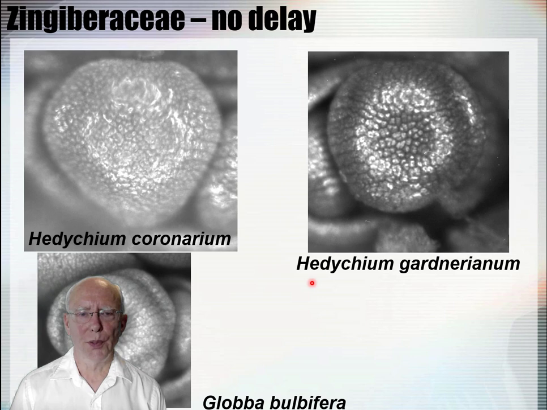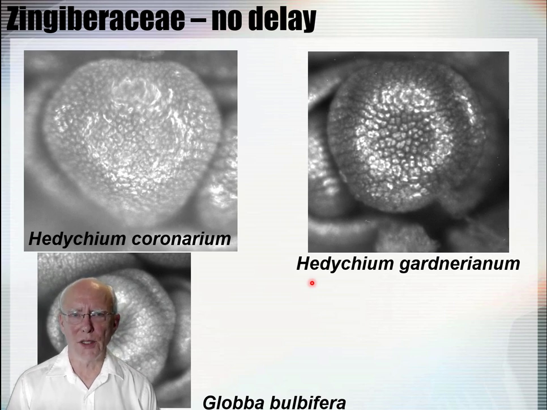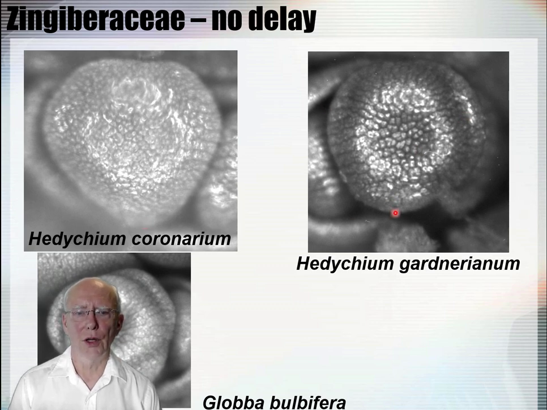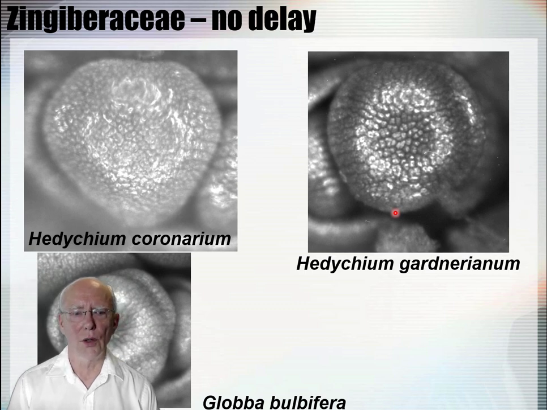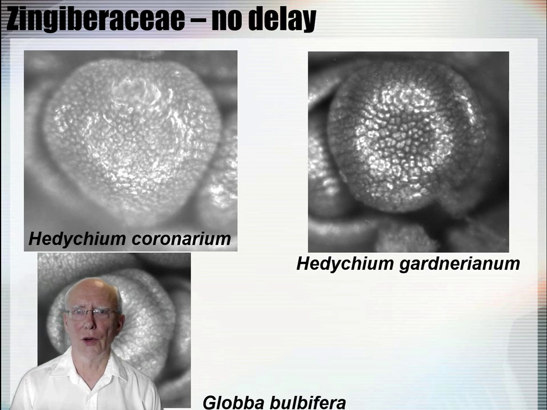Well, initially it looks pretty good because in the Zingiberaceae we find that there's no delay between the formation of the second and third sepal. Here we have the first, second, and third, no delay, first, second, and third. This flower is a mirror image of the previous one. Again, no delay though. And in Globba down here, again, first, second, and third, no delay in the formation of the three sepals.